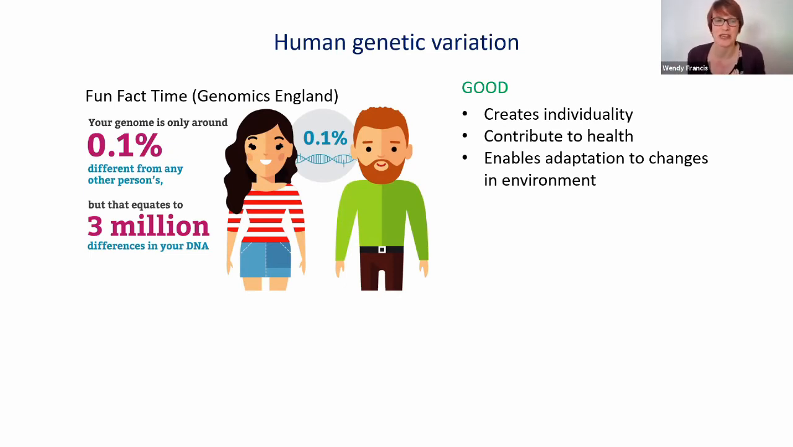We're all very unique. But actually, because our genome is over 3 billion base pairs long, that equates to 3 million differences in our DNA. And that's really important because that gives us our individuality, our hair color, our eye color, our blood type, our characteristics. But genetic variation is very important.